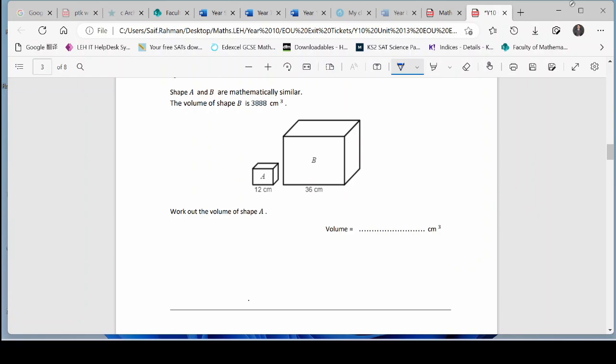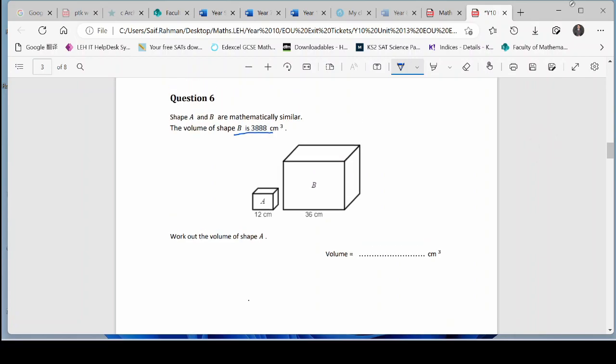In a similar type of question, these A and B are mathematically similar. The volume of shape B is this one, 3,888. So we have to work out the volume of shape A. Here what we have to do is the same procedure we apply. First we write shape B and then shape A. So the bigger we know and we have to find the smaller one. So in this case the scale factor will be dividing because we have to find a smaller one. So the scale factor has to be 1 over something.